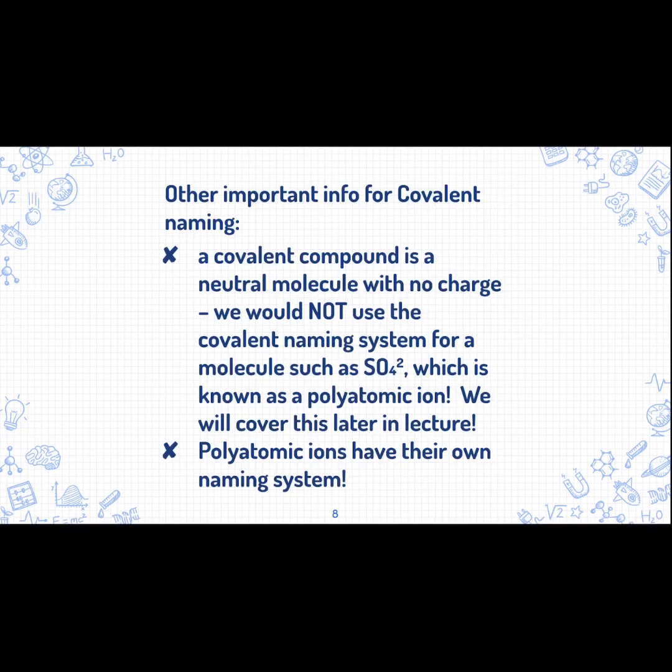Some other important info for covalent compounds. Covalents are a neutral molecule, meaning they do not have a charge, okay? So if you see a molecule like SO4 2-, that 2 at the top means it's a charge. I also know that this compound is a polyatomic ion, and we'll talk about those a little bit later. So polyatomic ions have their own naming system. If it's a polyatomic ion, it has a set name, and it will always be that name.